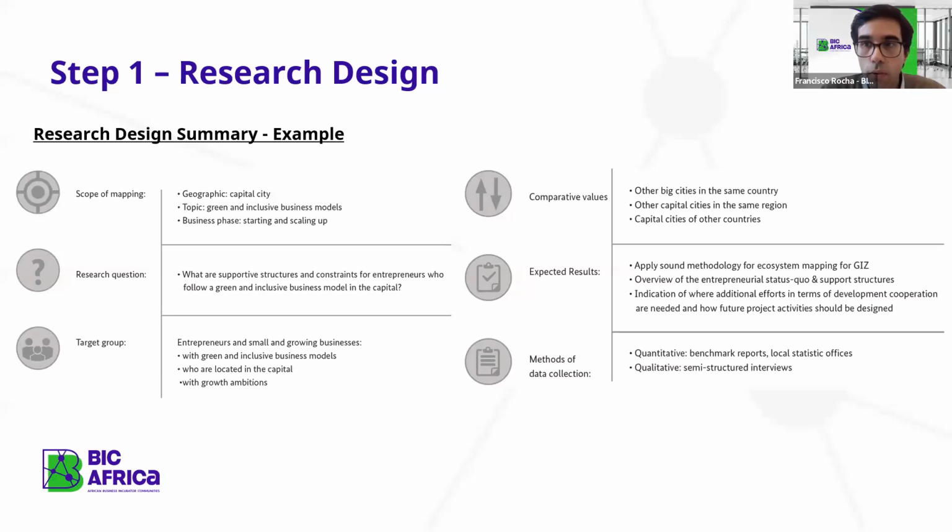The third point that we want, of course, to observe is the target group. Who are these entrepreneurs or this ecosystem that we want to map? In this case, it was specifically mentioned as an example, entrepreneurs and small and growing businesses in those areas. Green and inclusive business models located in the capital and with growth ambitions.